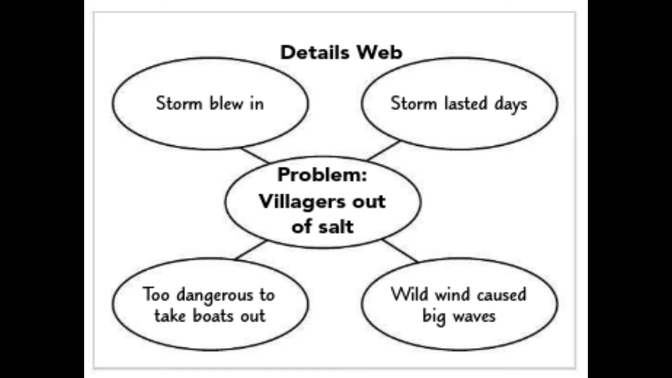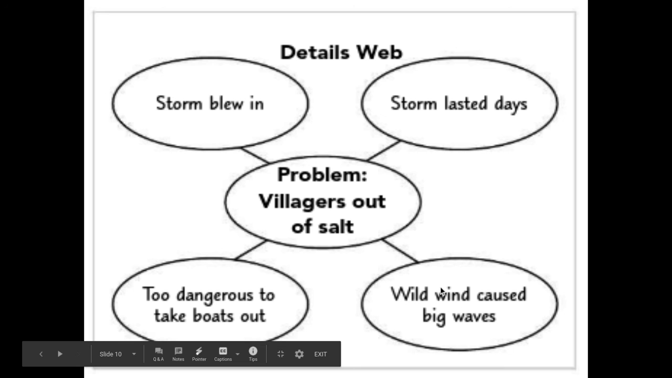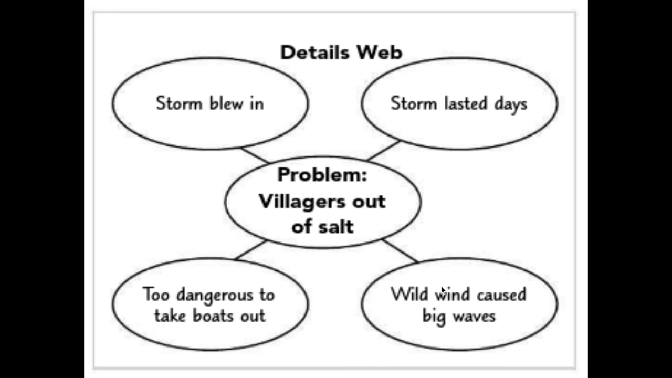All right, so today we're going to be talking about problem. And again, the problem was that the villagers ran out of salt. And this problem was compounded by the fact that there was a storm that lasted days. It came in, and the wild wind caused such big waves. And again, the author did a great job describing those white caps foaming at the top, dancing up top there. And it was too dangerous to take the boats out. This is a way that setting can quickly become your problem when you're reading a story.